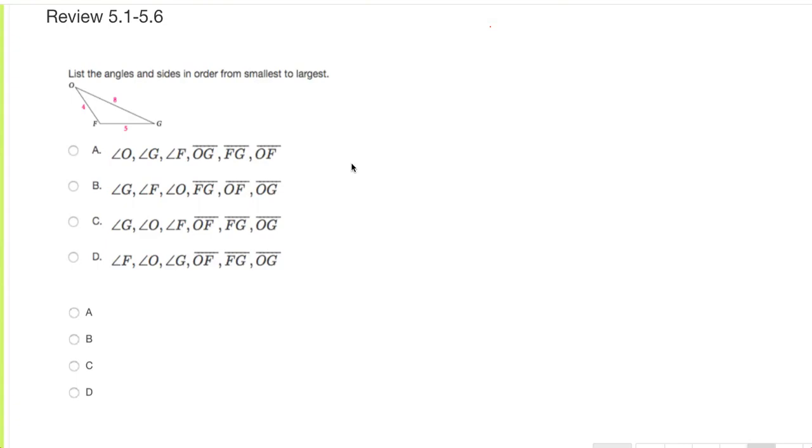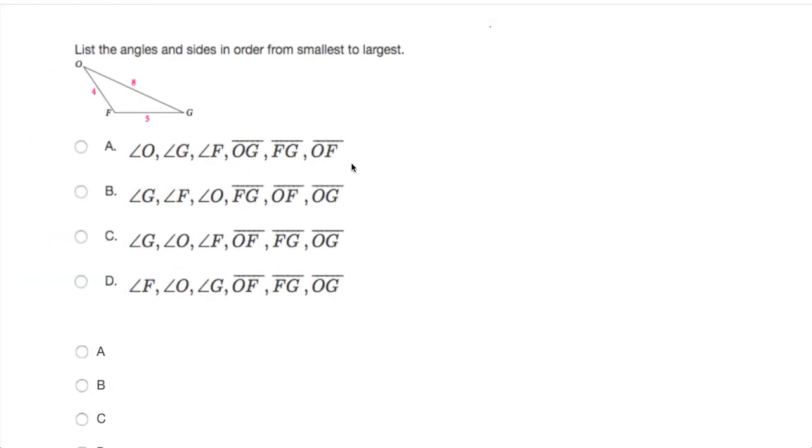All right, list the angles and sides in order from smallest to largest. So the smaller angle is going to be across from the smaller side. So smallest side, smallest angle. That's the middle side, so this is going to be the middle angle. Largest side, largest angle. Just make sure you understand that it is saying smallest to largest.